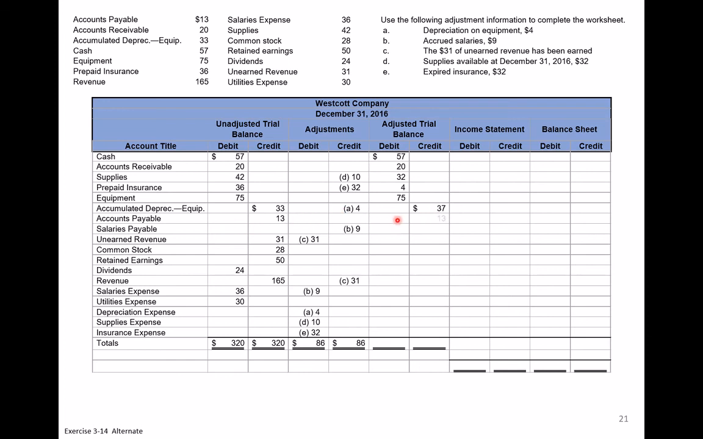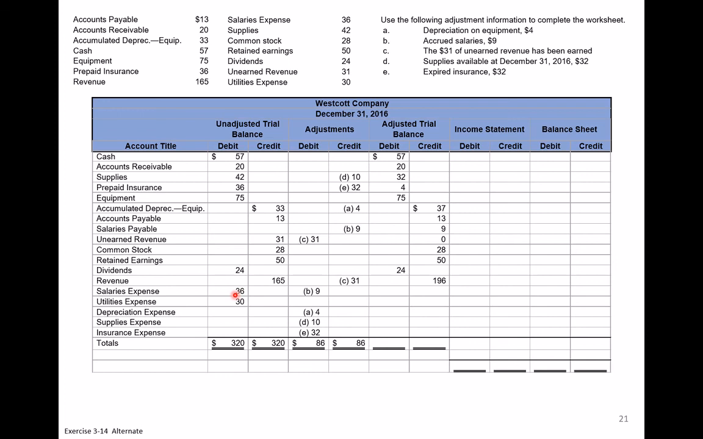No changes for accounts payable, that stays the same. Salaries payable stays the same. Unearned revenue goes down to 0. Common stock at 28. Retained earnings at 50. Dividends 24. Revenue 165, but remember we picked up another $31 of revenue. That was from transaction C. We had some unearned revenue that was shown as part of our liabilities that became earned during the period, so this went away and it brought in more revenue for the period. Now total revenue is 196.